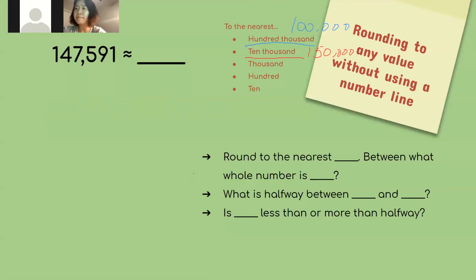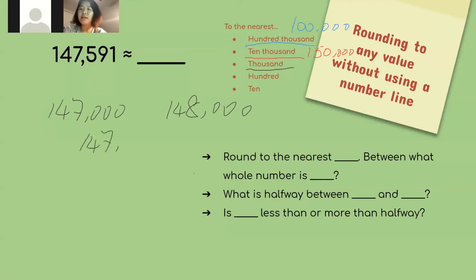Okay, and let's do the 1,000 place. So when we round to the nearest 1,000, between what two 1,000 numbers is 147,591? It will be 147,000 and 148,000. So what is the halfway between 147,000 and 148,000? The answer is 147,500. So is 147,591 less than or more than the halfway? The answer is more than. And what do we do with a number that is more than the midpoint? We will round this number up. So 147,591 is almost equal to 148,000.